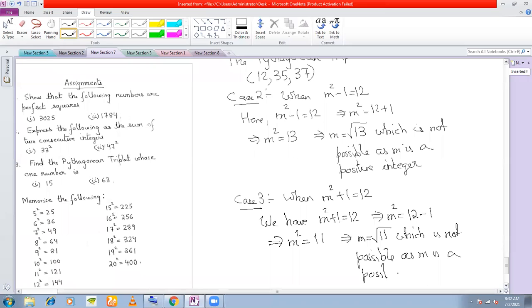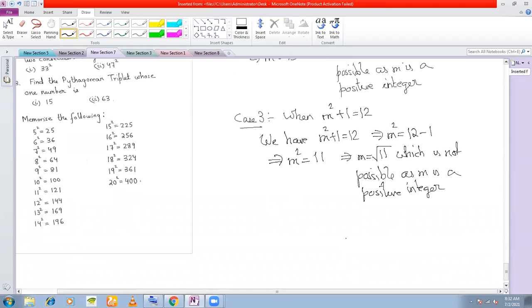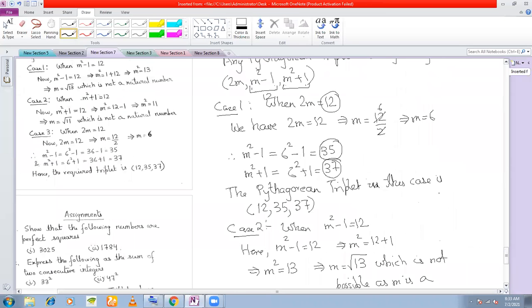Therefore, what is the only answer that we are getting? Hence, the required Pythagorean triplet is as we have obtained in case 1. What is the triplet we have got here? In the first case, this one: 12, 35, 37.